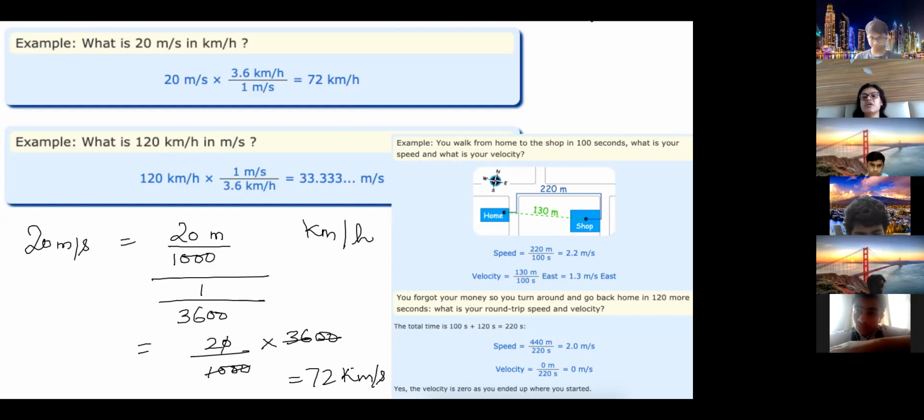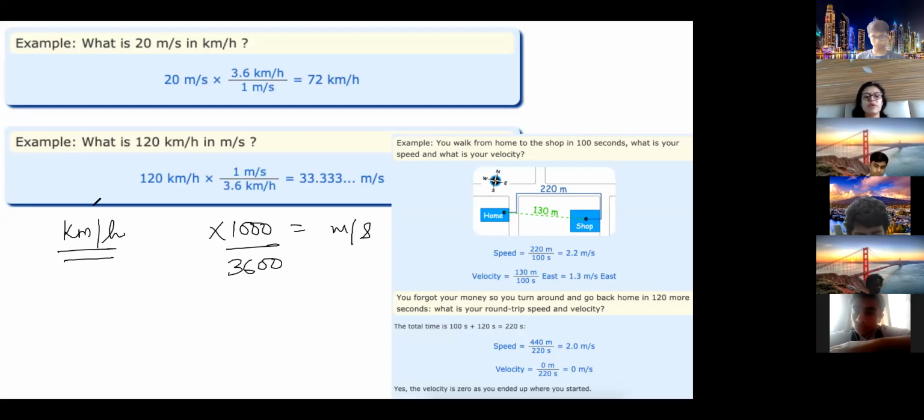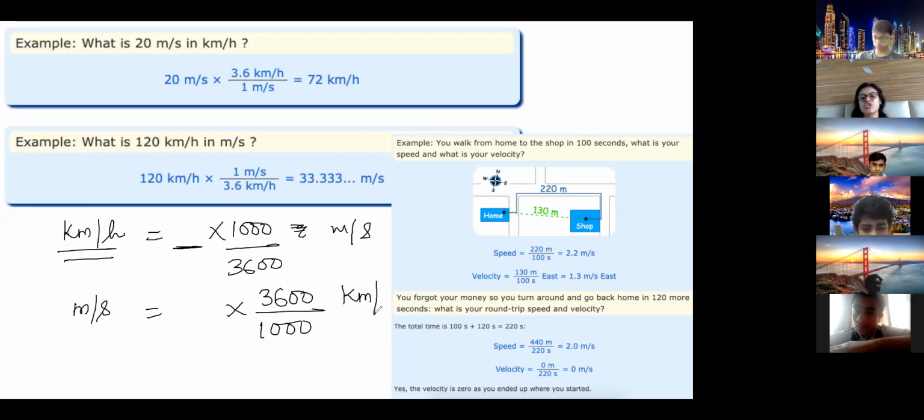Now remember this thing. This will be easy to remember: how to convert kilometer per hour into meter per second, you have to multiply by 1000 by 3600. If you have to convert a kilometer, a bigger unit, into a smaller unit, you have to multiply with 1000 upon 3600 because 1 kilometer has 1000 meters. But if we have to do the reverse, you have to multiply by the reverse as well. 3600 upon 1000 will change it into kilometer per hour.